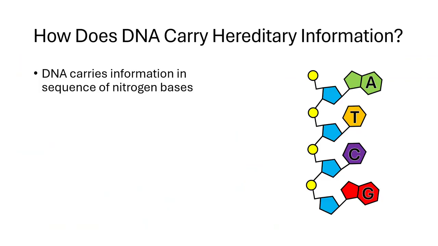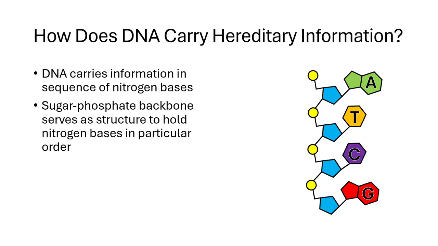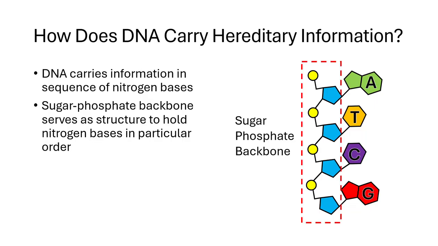So, how does DNA carry hereditary information? It's all about the sequence of nitrogen bases, the order of the nitrogen bases. You can think of it almost like a language, and just like the order of letters in a language determines words and their meanings, the order of nitrogen bases in a sequence of DNA is going to determine meaning in the DNA. And in this case, we're going to learn later, or remember later, that it's going to determine amino acid sequences in proteins. The sugar phosphate backbone is just there as structure to help make sure that the nitrogen bases stay in a particular order. So it doesn't have any relevance to carrying genetic information itself.